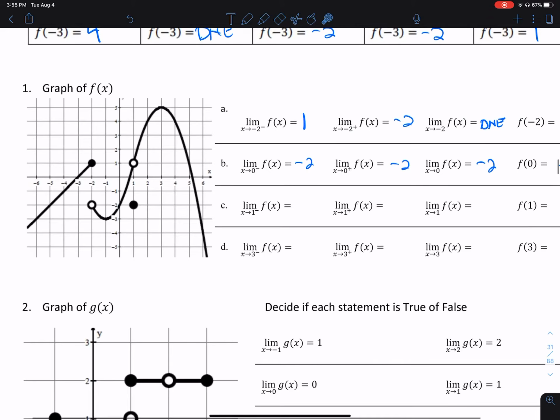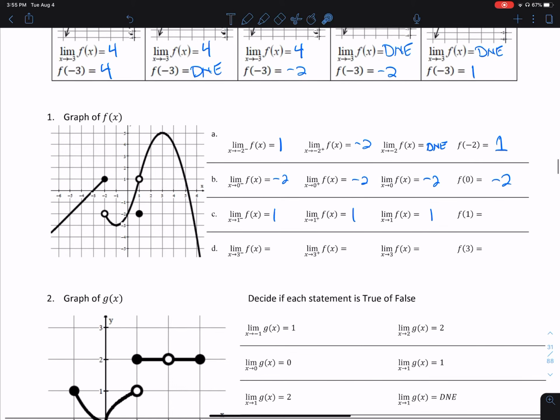C. Now we're going to approach 1 from the left, the right, and from both sides. As we approach 1 from the left, y is getting closer and closer to a y value of 1. If we approach 1 from the right, the y value is getting closer to 1 as well. The two-sided limit is therefore 1 because the left and right-sided limits agree with each other. What is the actual y value when x is 1? It's down here at -2.